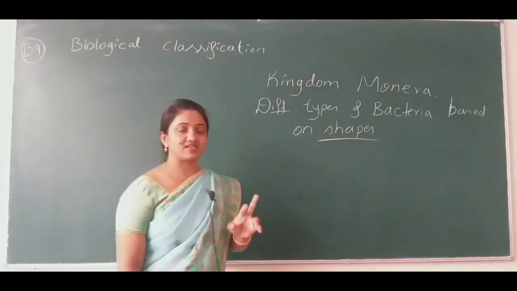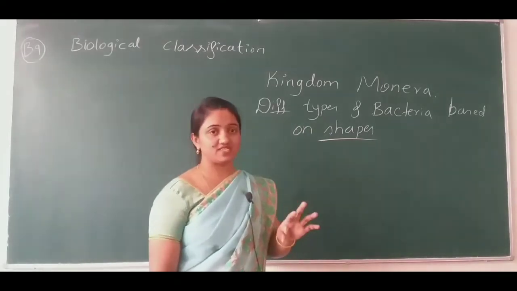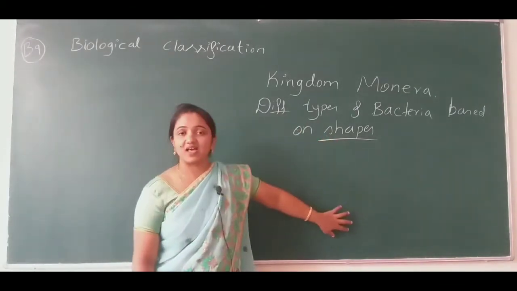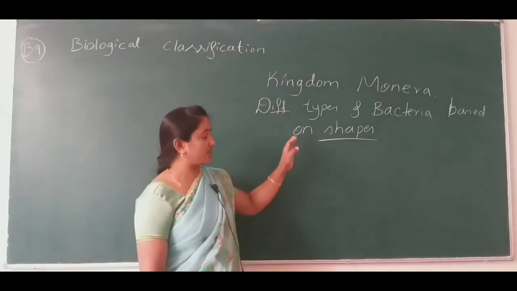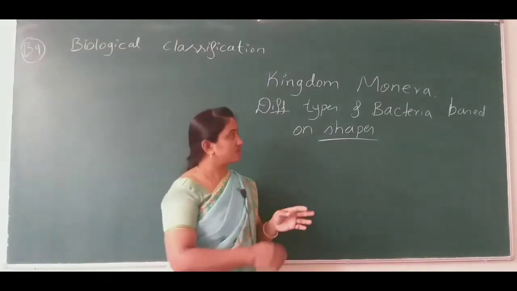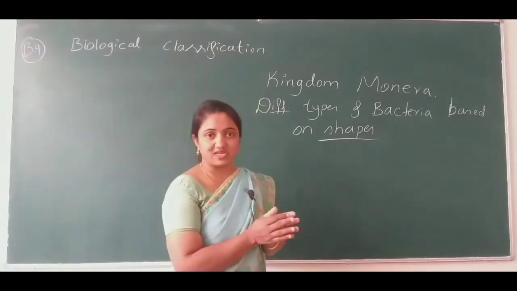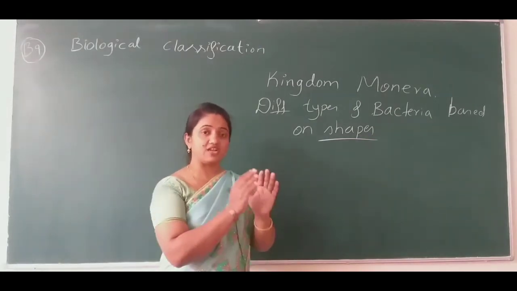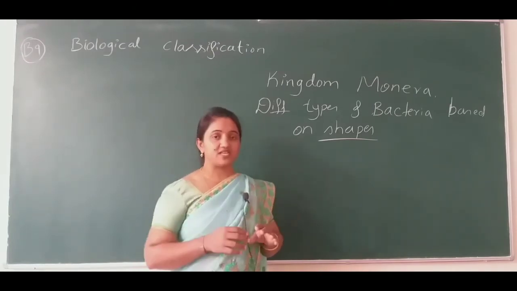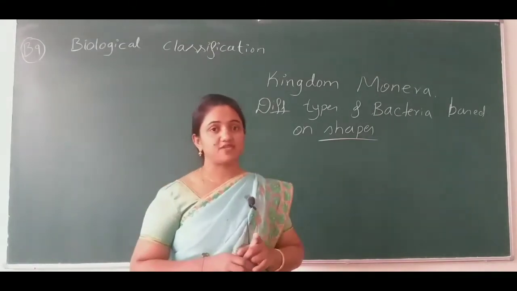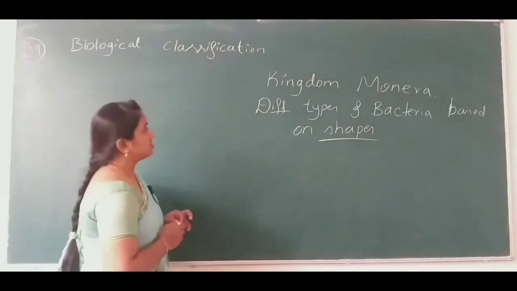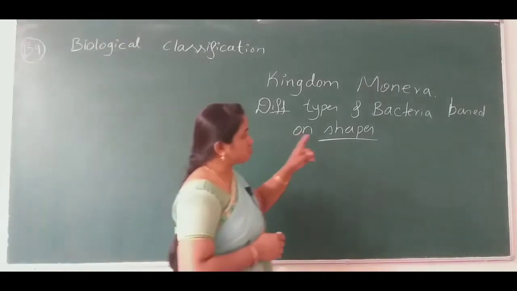If I conduct the unit test, I'll ask you to write the answer with a diagram, for 3 or 5 marks. If the question arises in a unit test, it will be for 5 marks. But in the board examination, the final examination, the weightage of the chapter is 2 marks, and based on the weightage they'll ask the question. So, the different types of bacteria based on the shapes.